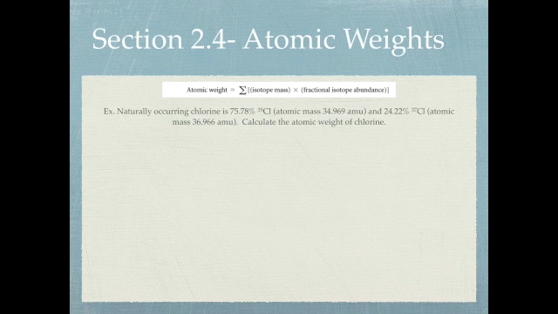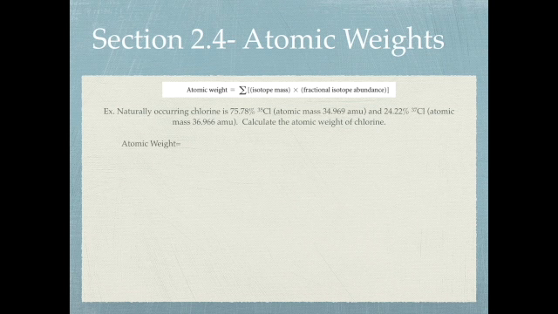So, for example, if you have 75.78% of chlorine 35 and 24.2% of chlorine 37, meaning 75% of the naturally occurring chlorine is chlorine 35 and 24% of the naturally occurring chlorine is chlorine 37, what you're going to do is take a weighted average.